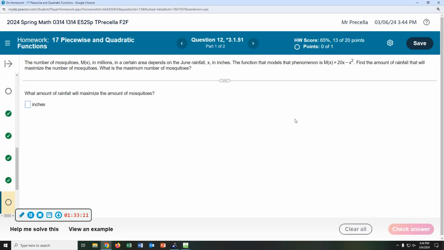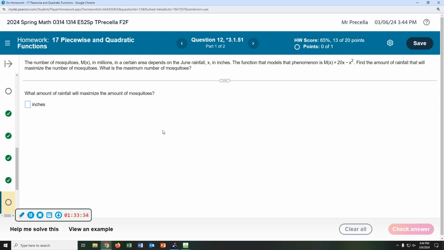Right, number 12. Oh, this is the rainfall. The number of mosquitoes, M of X in millions, in a certain area depends on the June rainfall X in inches. The function that models that phenomenon is M of X equals 20X minus X squared. Find the amount of rainfall that will maximize the number of mosquitoes. And what is the maximum number of mosquitoes?